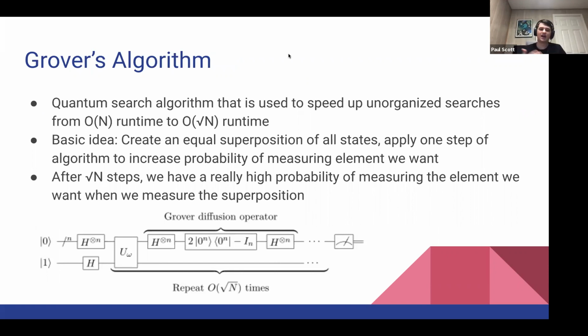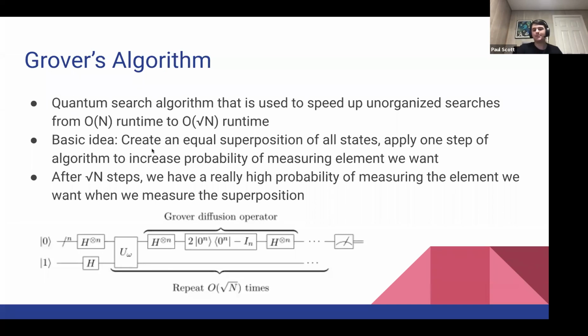First off, as I've mentioned before, probably at the beginning of this lecture, Grover's algorithm is a quantum search algorithm that's used to speed up unorganized searches from order n to order root n. The basic idea is that later on I use the example of just 3 qubits, just for simplicity. If we have 3 qubits, we put them in an equal superposition of all states, so all states are equally likely to be measured when we measure this quantum system.